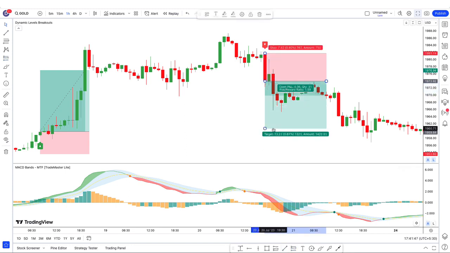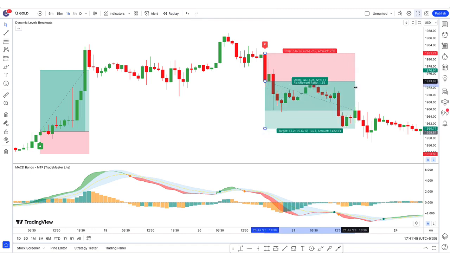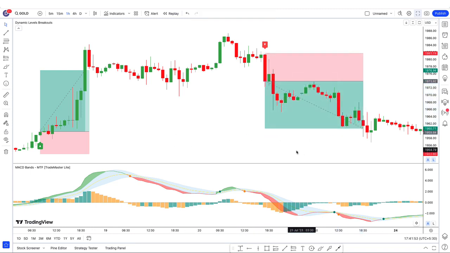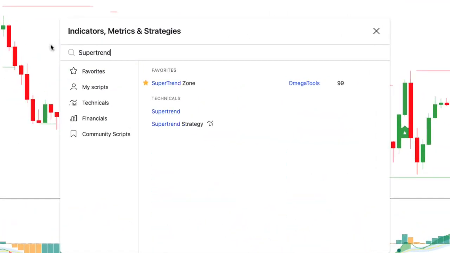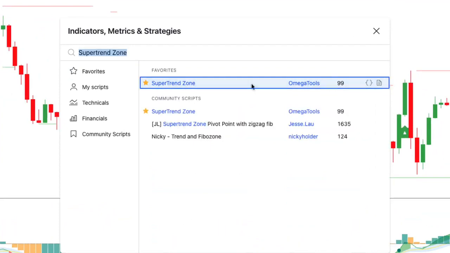Is this the complete strategy? You might ask, not quite. There is one piece missing, a third confirmation indicator. So open the Indicators tab again and search for Super Trend Zone, this one by Omega Tools.